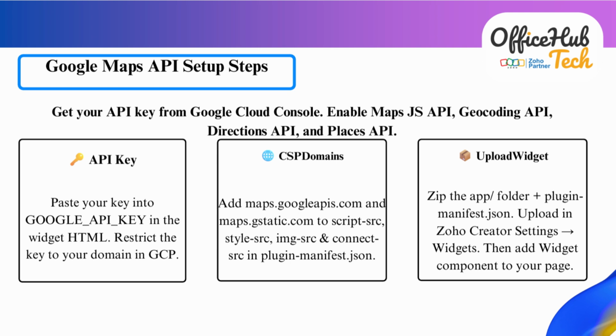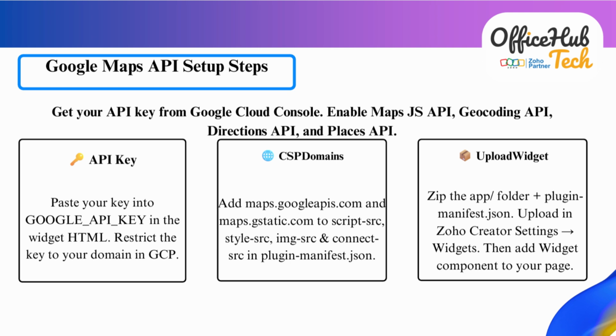Then we will move into the Google Maps API setup. First, you get your API key from the Google Cloud Console. Then we have the CSP domains, which should be googlemapapi.com and gstatic.com, added to script-src, style-src, image-src and connect-src in the plugin-manifest.json. So first of all, you get the API key and the CSP domains, and then these two are integrated with the widget.